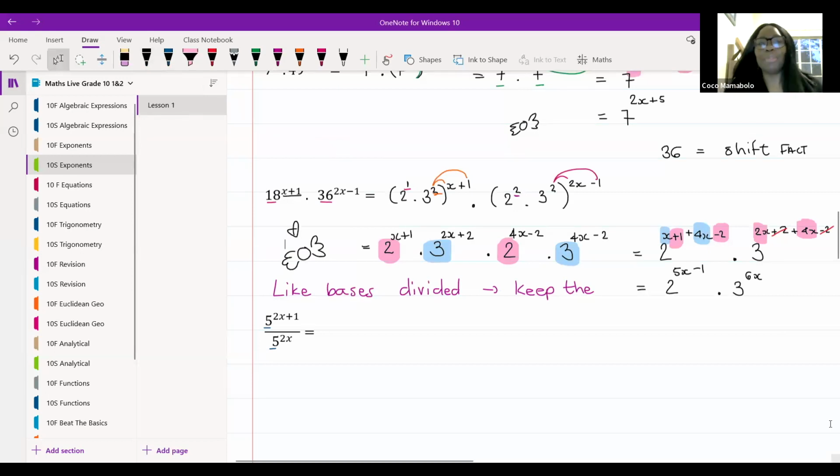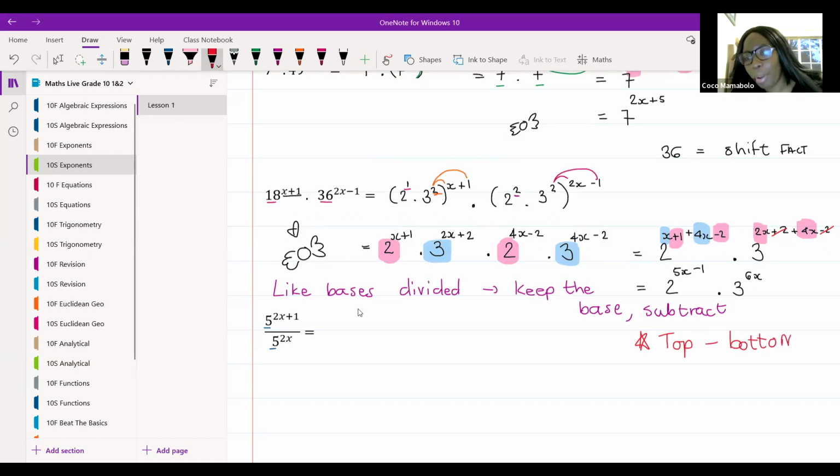We're going to keep the base, but instead of adding exponents this time, I'm going to subtract exponents. Good, subtract the exponents. Now, I'm going to add a caveat to this. Caveat means I'm going to add something extra that we must remember. When we subtract our exponents, we always subtract top minus bottom.